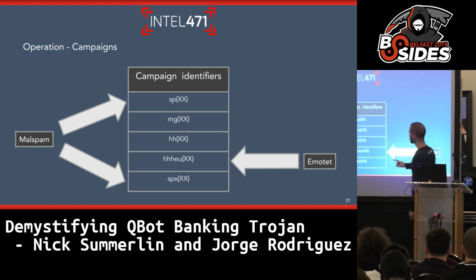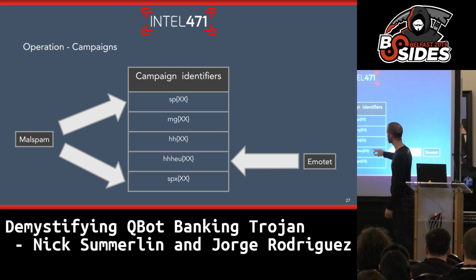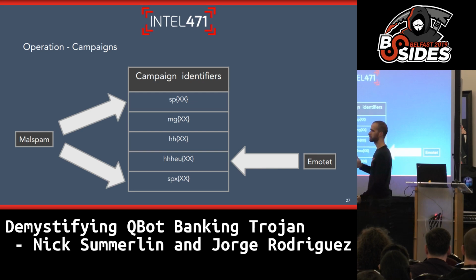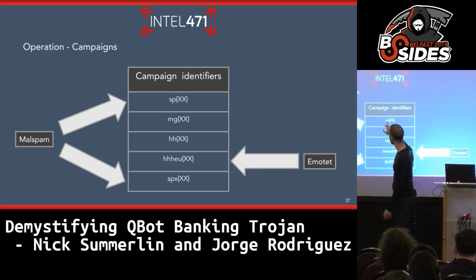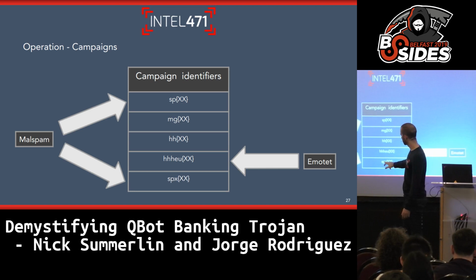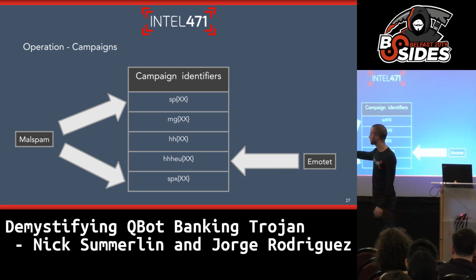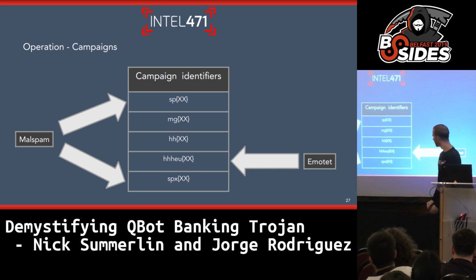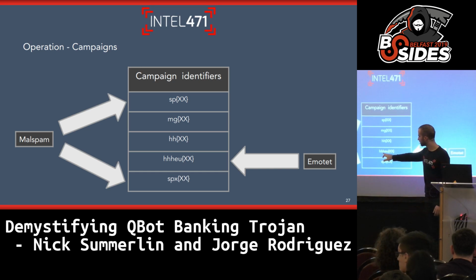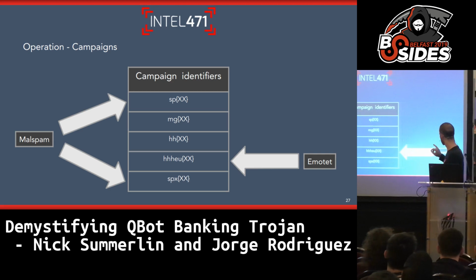The campaign IDs we were discussing before in the onboard config will allow the operators of the partner to keep track of the infection, the source of these infections. For campaigns SP and SPX, they are for sure delivered through malspam, the malspam waves Nick was describing. And for the HHH campaigns, those are from Emotet.